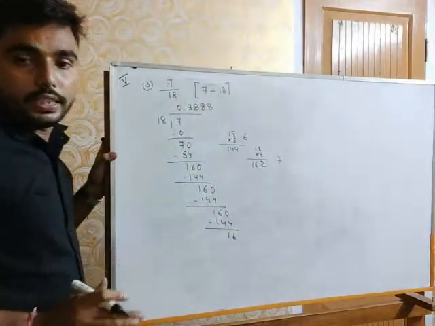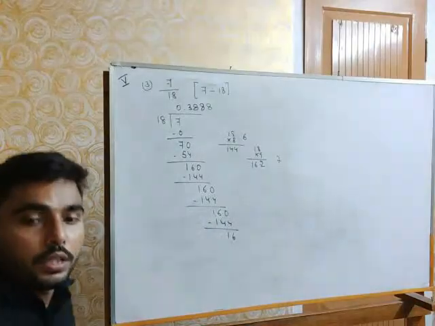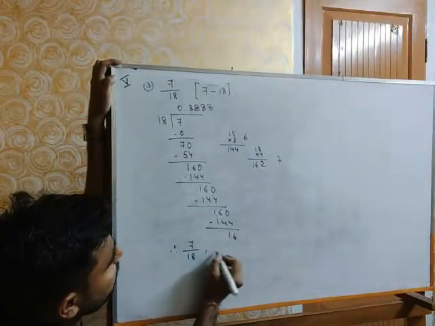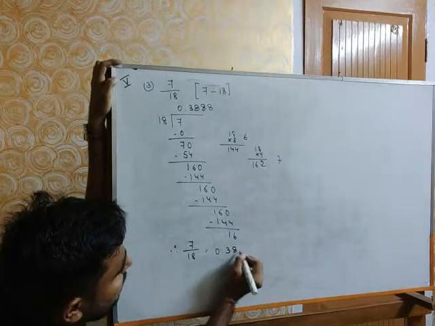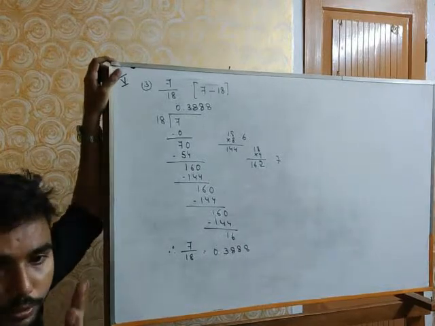Now after the decimal, how many digits do we have? 4 decimal places. So now I can stop. Therefore I can write 7 by 18 is equal to 0.3888. Now I need to round it off to 3 decimal places.